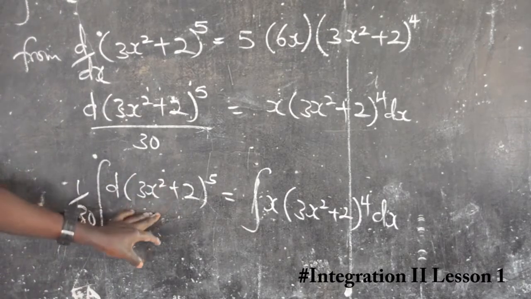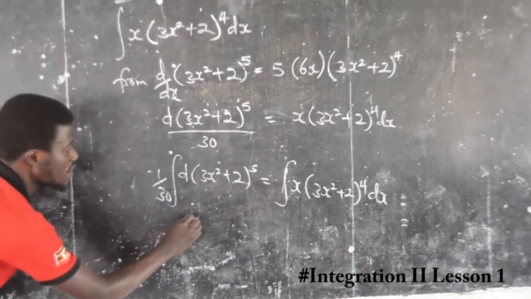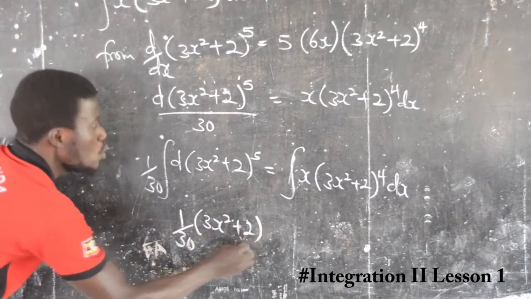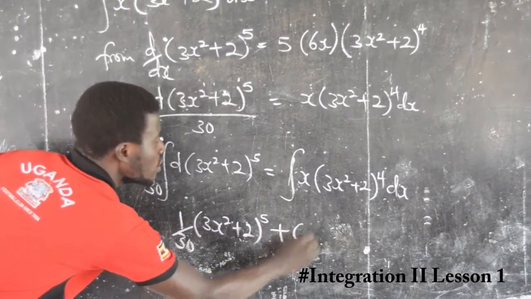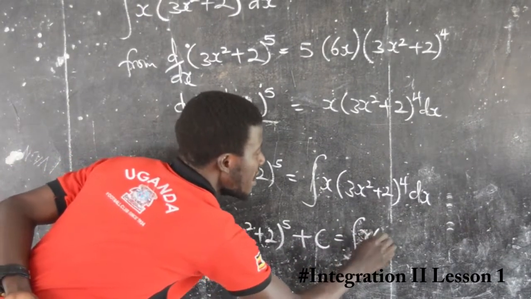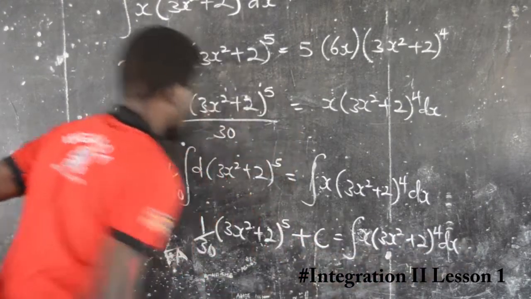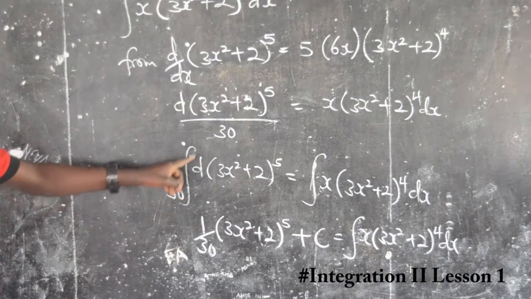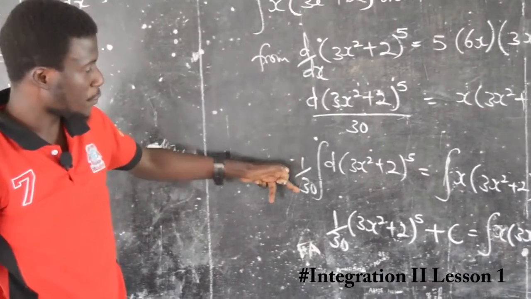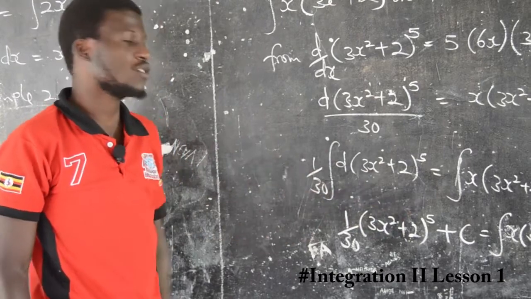Then when you reach this step, automatically this is the question. Therefore, our answer will just become 1 out of 30 into bracket 3x squared plus 2 power 5 plus a constant of integration is equal to integral of x 3x squared plus 2 power 4 dx. Here in this case, don't worry, as long as there is this integral and d, automatically they disappear. You remain with 1 out of 30 into 3x squared plus 2 power 5 plus a constant of integration.